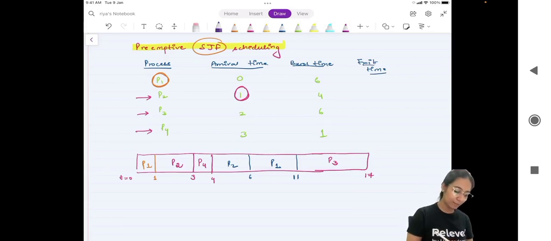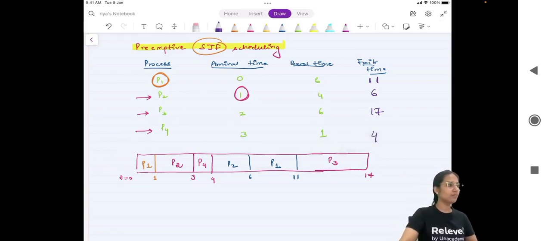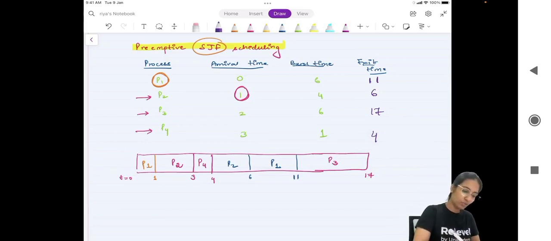For that, you can see that P1 ends at 11, P2 ends at 6, P3 ends at 17, and P4 ends at 4. So that will be your exit time over here. Using that, calculate the turnaround time.